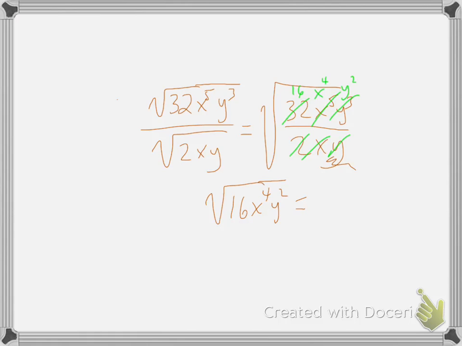What do you get? 16 comes out, and the x to the 4th comes out. You're halving it, going back to a half root, square root. And then y. There she is.